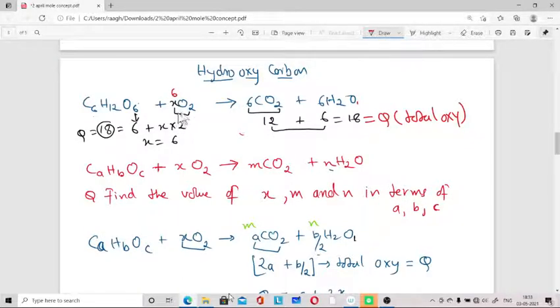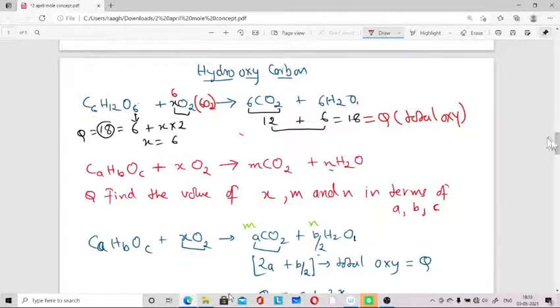So it should be 6 O2 here. That is the balance. Understood? First you have to find the total, that is 18 oxygen on the product side. Then this 18 should be on the reactant side, but the reactant side also has 6 oxygen, and X should be 6, because it requires 6 into 2, 12, plus 6, 18.